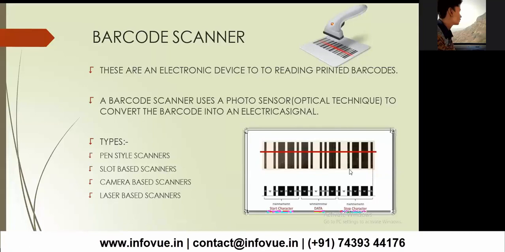There are many types of barcode scanners, like pen style scanner, slot based scanner, camera based scanner, and laser based scanner. Pen style scanners are the size of a pen, which uses a laser beam at its pinpoint. For a slot based scanner, for example, in a supermarket at the checkpoint, a slot based scanner is used to detect the barcode. And the camera based scanner is what is used in our phones right now to capture a QR code or anything. And the laser based scanner is one of the fundamentals of a barcode scanner.